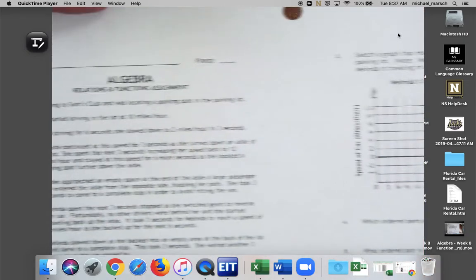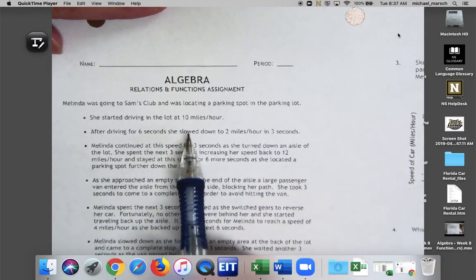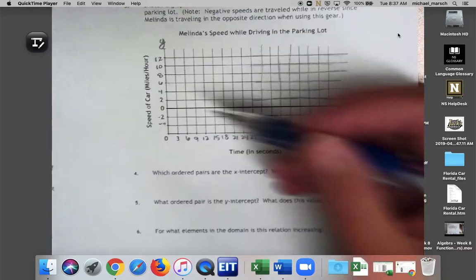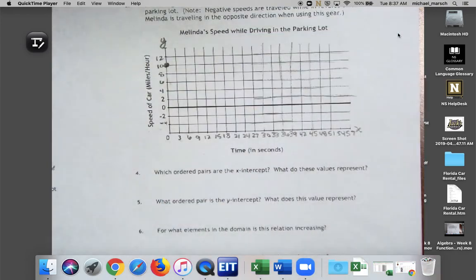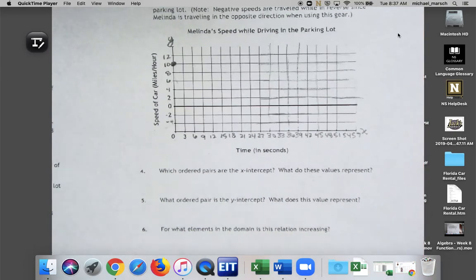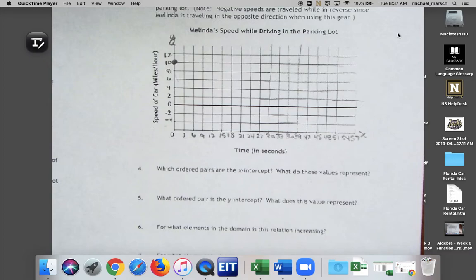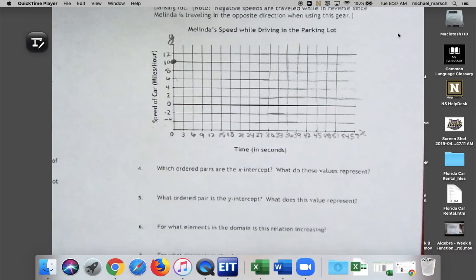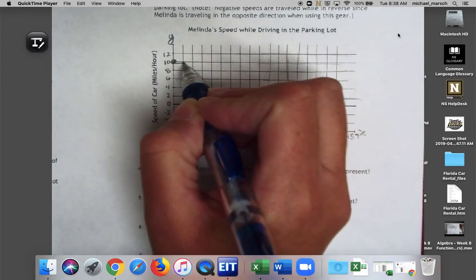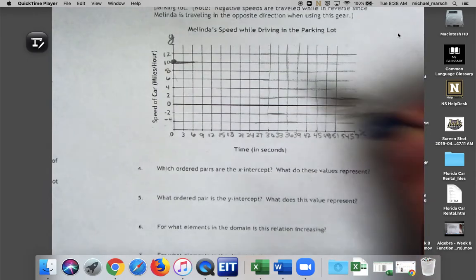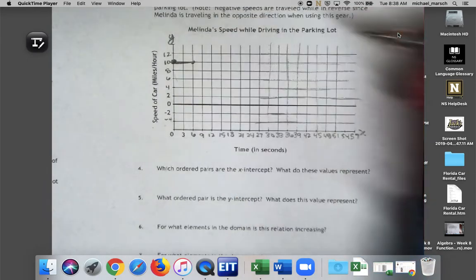Okay, so it says over here, she started driving in the lot at 10 miles an hour. So starting, meaning that's when she entered the lot, so that's what we're going to put this point here at 10. I'm just going to keep reading this and leave this on the screen because I don't want to make you guys dizzy by going back and forth, but I know you can see the whole thing in front of you. After driving for 6 seconds, she slowed down to 2 miles per hour. Okay, so after driving for 6 seconds, so that means she's at the same speed for 6 seconds, so I went ahead and stopped here at the 6.